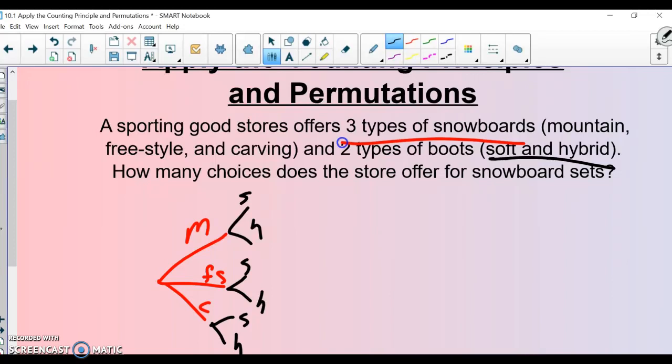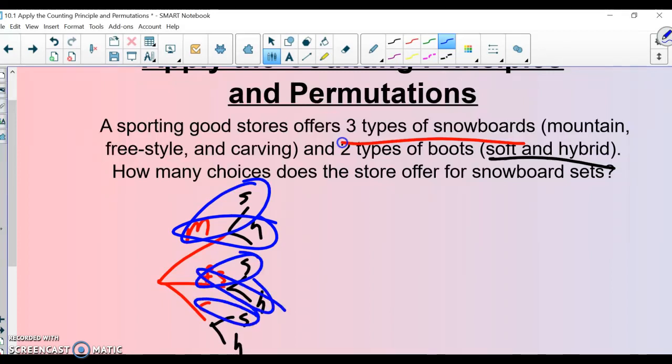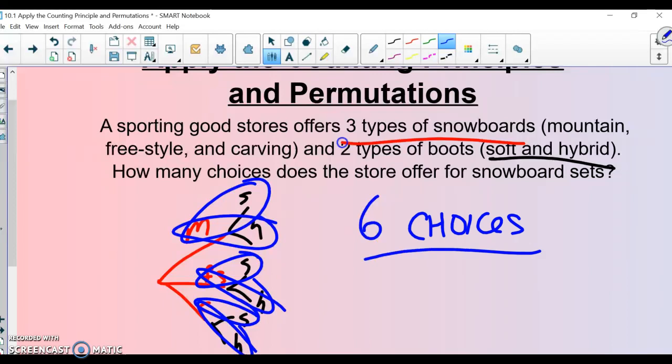So then we would count how many total branches that we have at the end, right? We have mountain and soft, and then we have mountain and hybrid, freestyle and soft, freestyle and hybrid, carving and soft, carving and hybrid. That was 6 total choices that we just had there. And so we would say, hey, there are 6 different choices that we have, right? Now, a tree diagram obviously isn't going to be the best method for us to calculate the number of choices, especially as we get into really complicated problems.